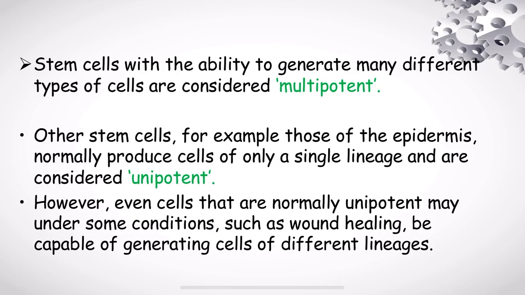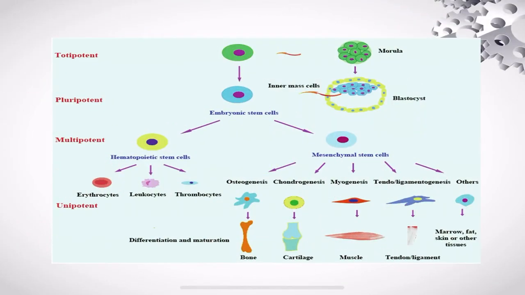Stem cells with the ability to generate many different types of cells are considered as multipotent. Other stem cells, for example those of the epidermis, normally produce cells of only a single lineage and are considered as unipotent. However, even cells that are normally unipotent may under some conditions such as wound healing be capable of generating cells of different lineages.